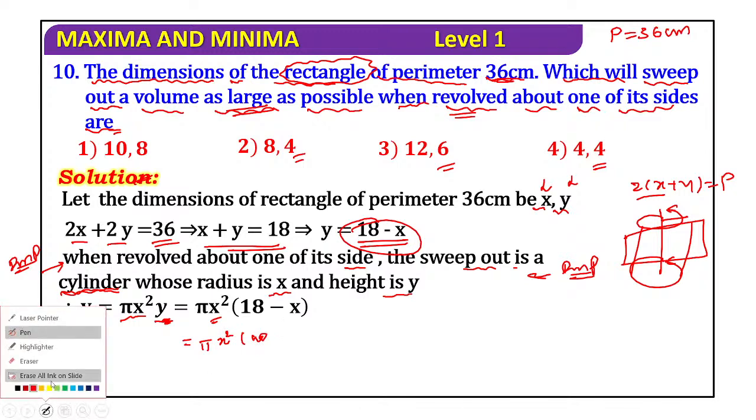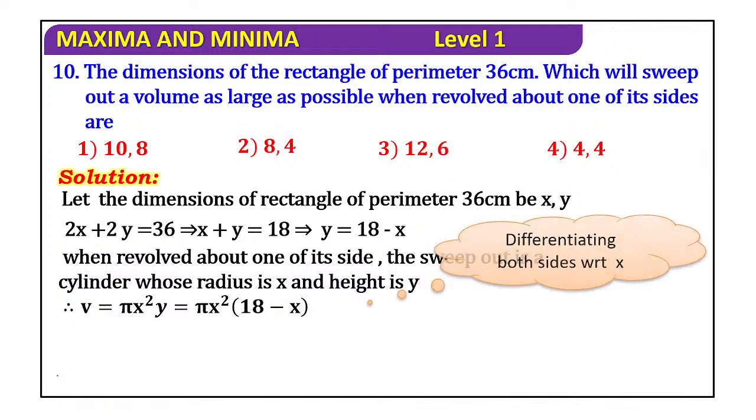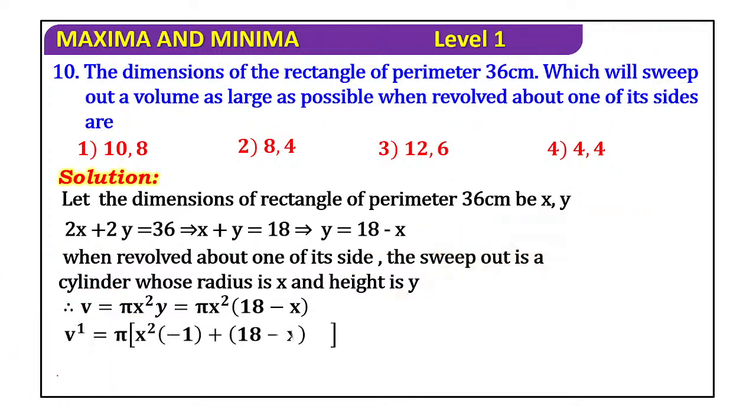Just see the next step, that is by differentiating. By differentiating, we are going to get pi is the constant term. Here this is u, this is v. Square I will write as it is. I will differentiate 18 minus x, so you will get minus 1. I will write 18 minus x as it is, and I will differentiate x square, it will be 2x.